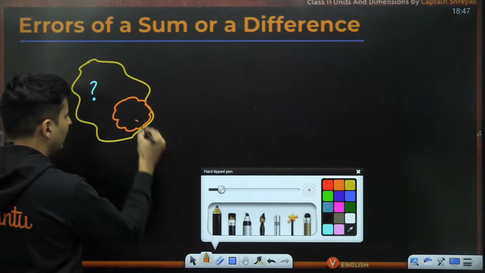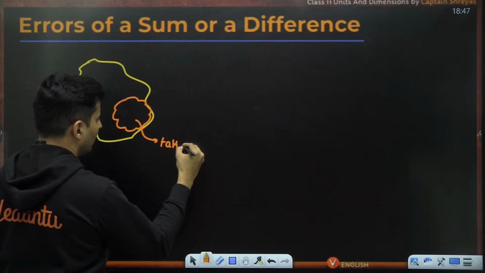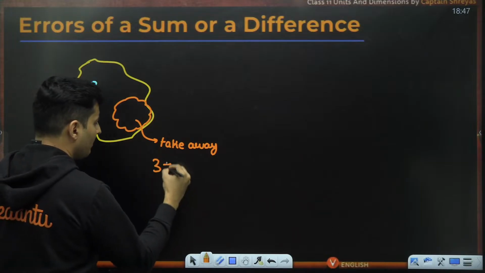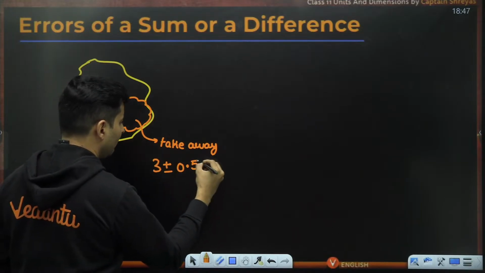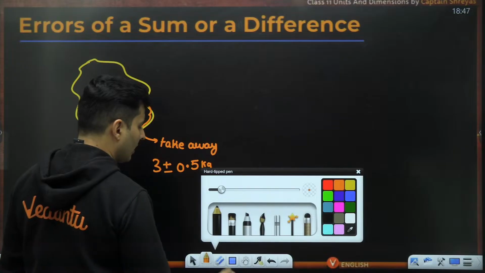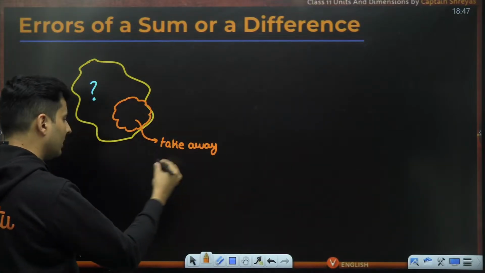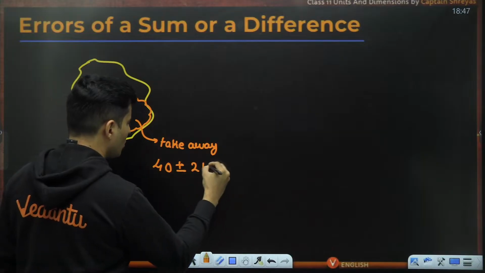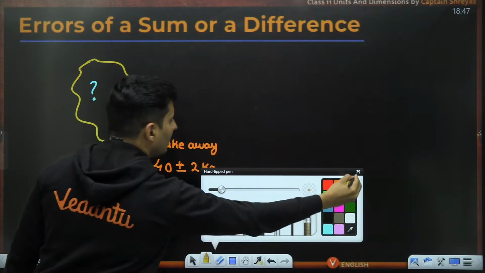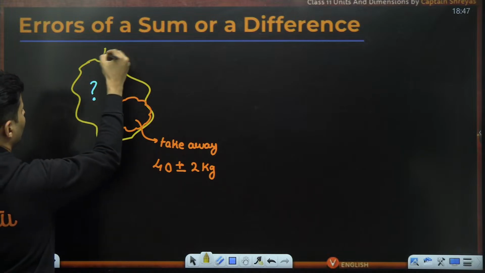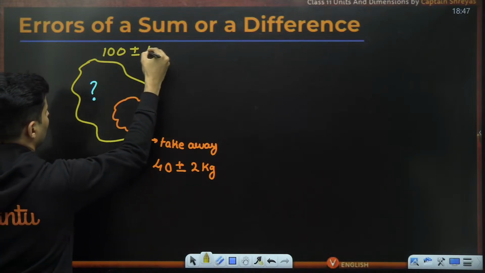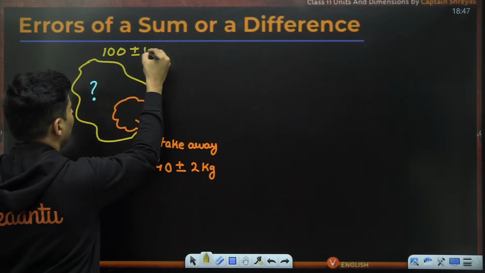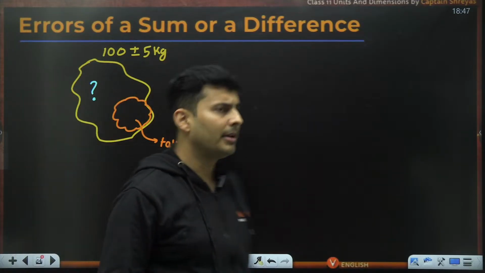So I'm taking it away. I take away some amount. How much amount do I take away? Maybe 3 plus minus 0.5 kg. Or I will give you another number so that we can understand it. Let's say I take away 40 plus minus 2 kg. And this rice bag was already, let's say, 100 plus minus 4 kg. Or let's say 100 plus minus 5 kg. Some random numbers I have taken.